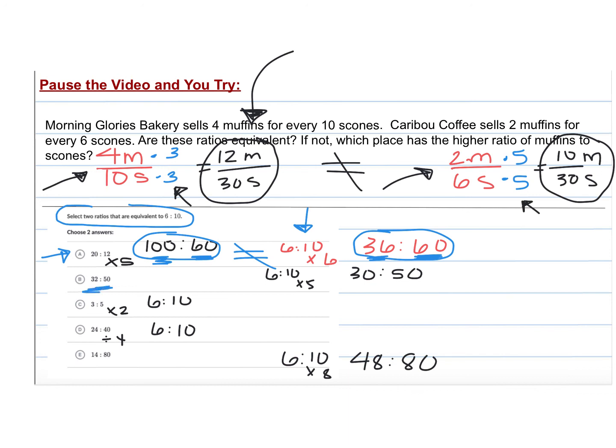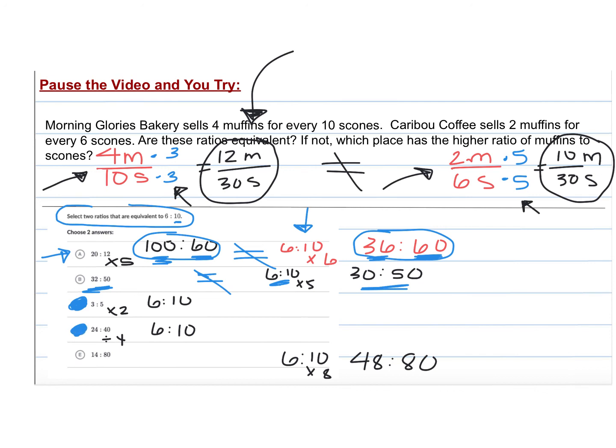32 to 50, well, I know I can just take 6 to 10 and I can change it to 50 in my second part. So I multiplied both by 5 and I got 30 to 50. 32 and 30 are not equal, so therefore the ratio is not equal. 3 to 5, I know if I just multiply 5 times 2, I would get 10. So that's all I had to do, and when I multiply them both by 2, I actually do get 6 to 10. So then this one is equal. 24 divided by 40, well, I know that if I divide them both by 4, I would get 6 to 10. So those would be equal as well.